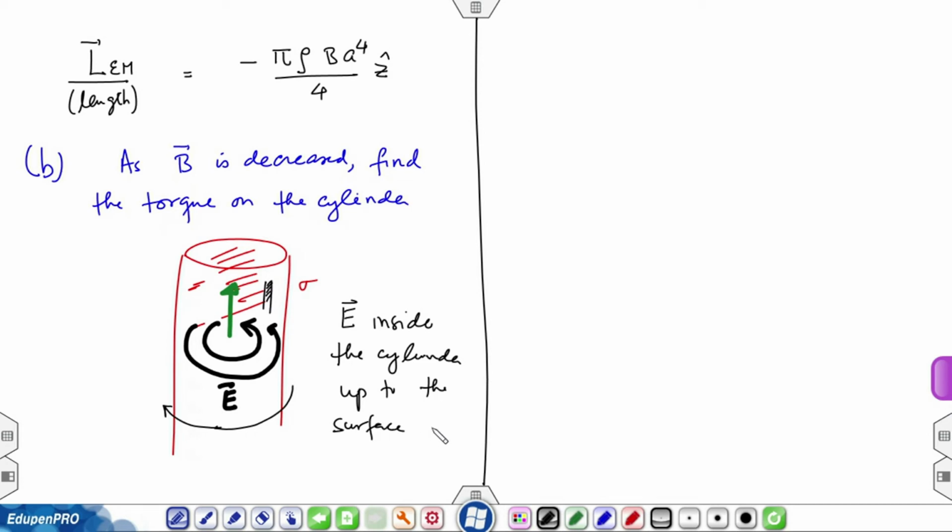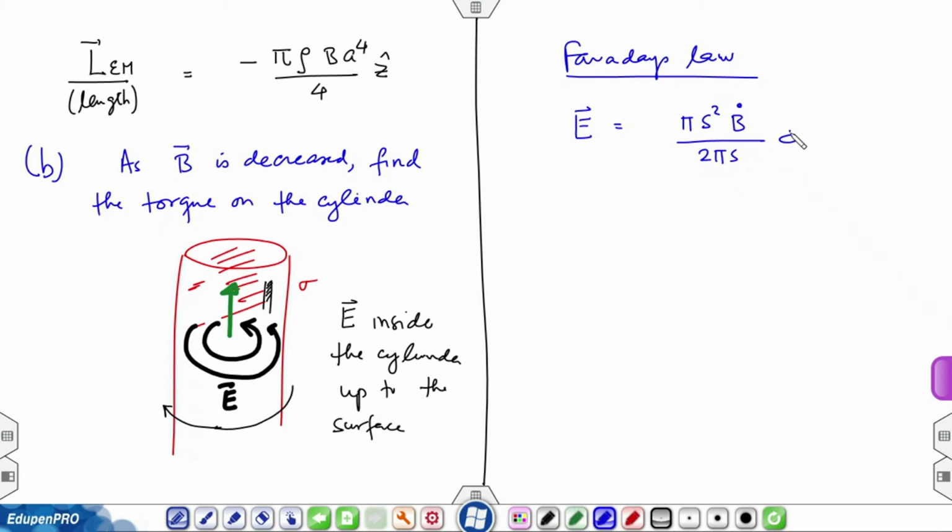So, I can just calculate from inside, and by applying Faraday's law and Lenz's law, we already see the direction as I have shown it. So, E is going to be pi s square B dot divided by 2 pi s in the phi direction, which is nothing but B dot s over 2 in the phi direction.